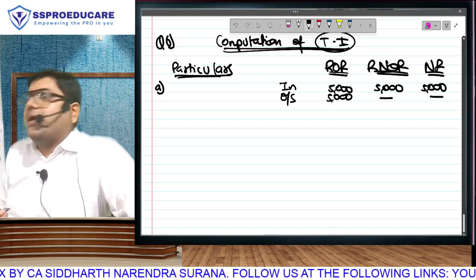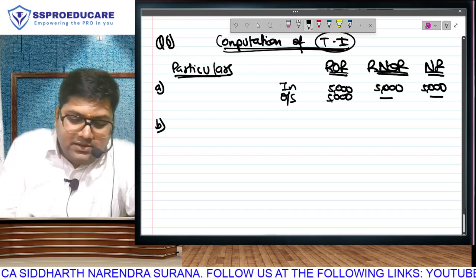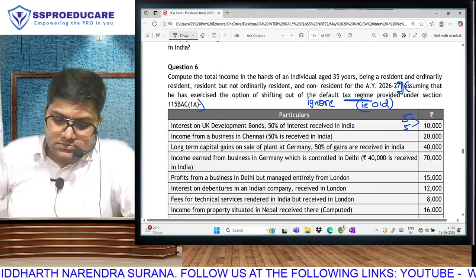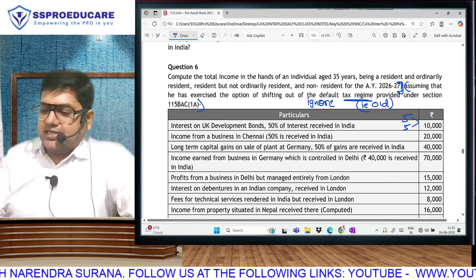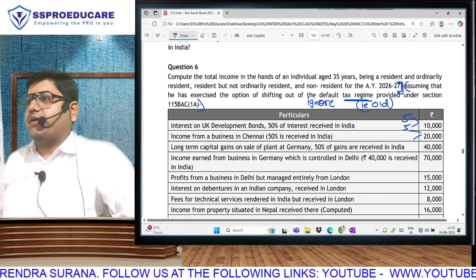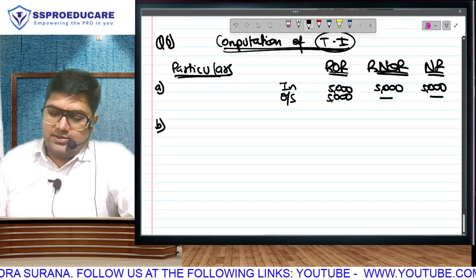And this is how one by one we will solve our adjustments. Second, income from business in Chennai, 50% is received in India. My hint is again split it into 10,000 and 10,000.